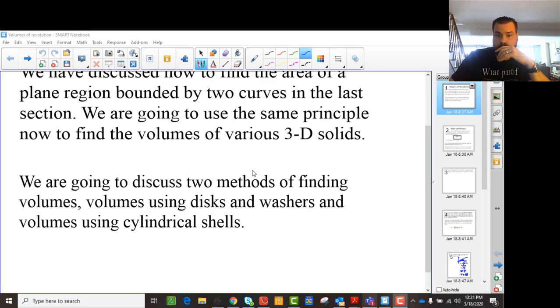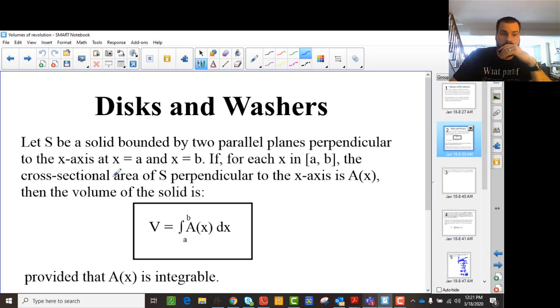All right. So basically, we're going to let S be a solid that's bounded by two parallel planes perpendicular to the x-axis, x equals a and x equals b. And if for each x in [a, b], the cross-sectional area of S perpendicular to the x-axis is A(x), then the solid of revolution is this. Now you might think, what in the world are you talking about?